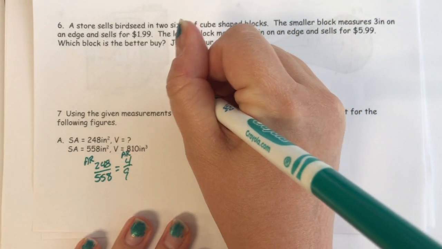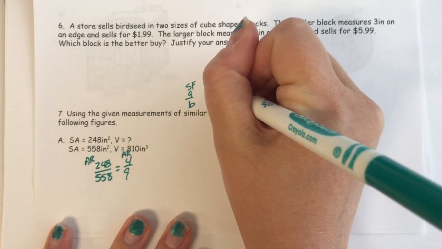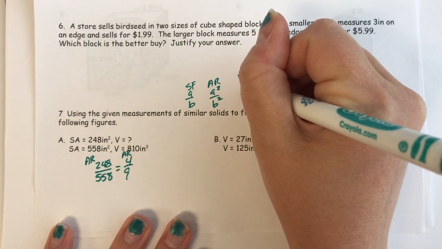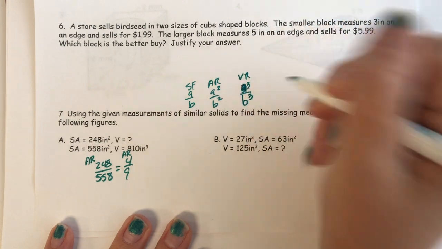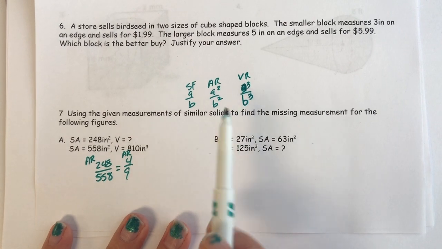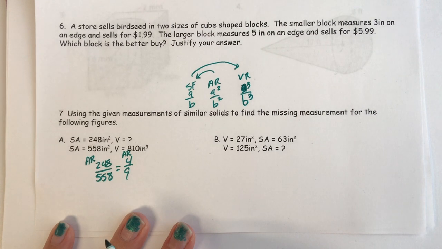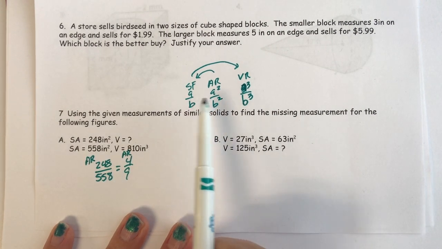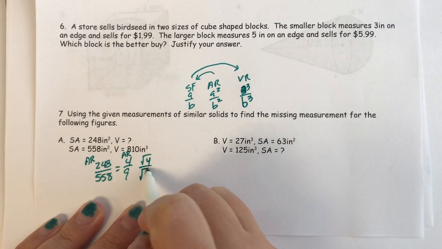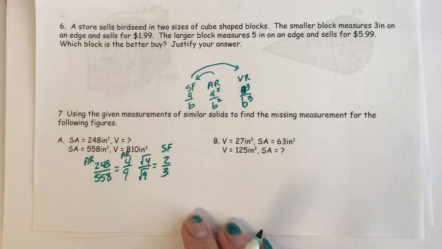So we have to remember our scale factor is like A over B, our area ratio is A squared over B squared, and our volume ratio is A cubed over B cubed. So in order to go from the area ratio to the volume ratio, you have to go back to the scale factor and then to the volume ratio. So to go back to the scale factor, you're going to square root your area ratio. So we're going to square root the 4 and square root the 9 to get 2/3 for our scale factor.